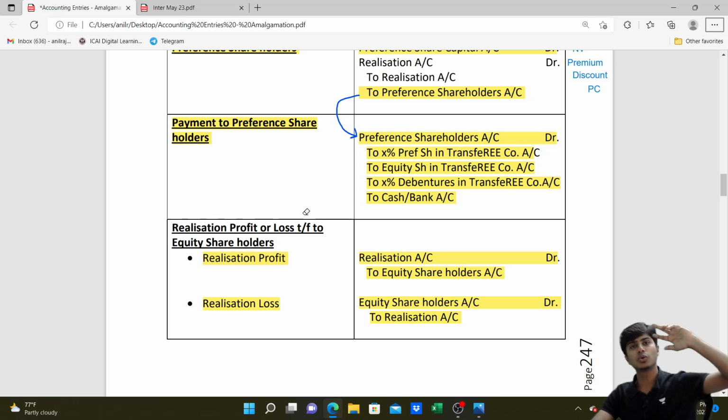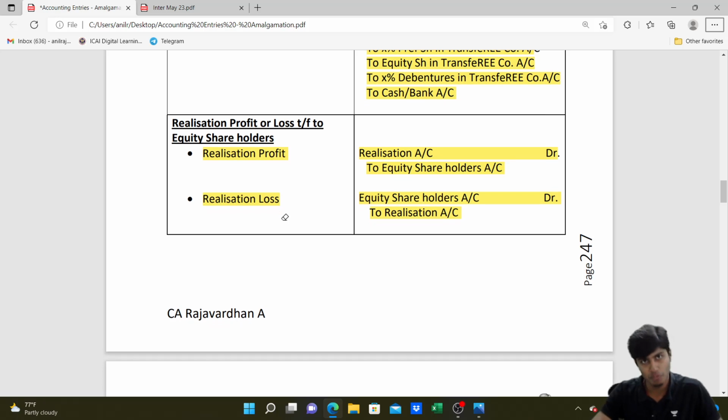So we'll write preference shareholder account debit and then credit any form of consideration that we're giving them: cash, check, debentures, preference shares, equity shares. Then we'll close our realization account by identifying realization profit or loss.